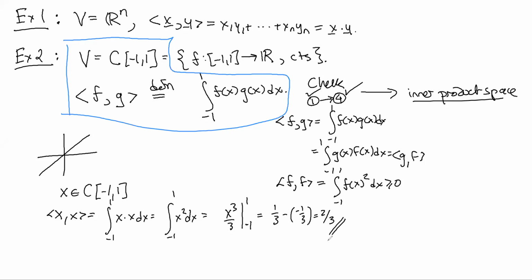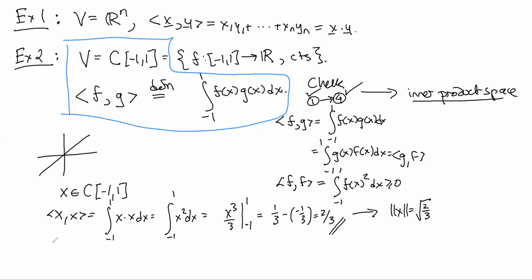Somebody asked, can any subspace be an inner product space? Yeah, any vector space can be. But the key is you have to specify the inner product and check that it satisfies the properties. You have to add this additional structure of the inner product. So what this means is that the length of this vector x is the square root of 2 over 3.